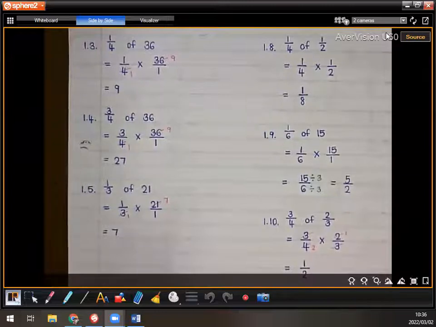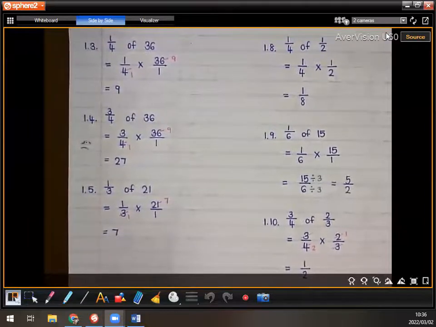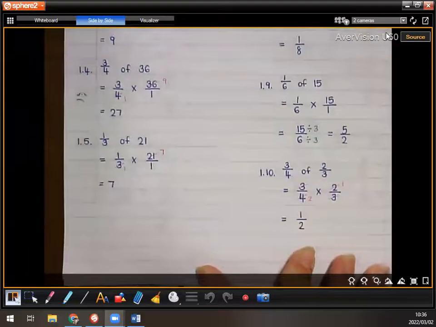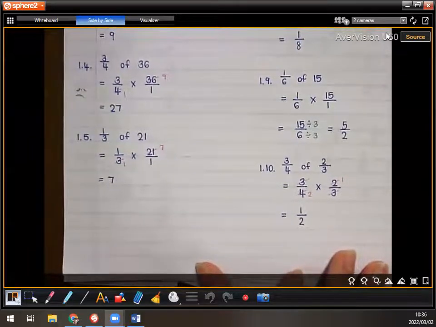Okay, that's fine. 1.5 is on the board there. I got 7 for 1.5. Yes? It's fine, but remember I said if you do that and you do it incorrectly, you're going to lose them all. So rather don't do it. You're going to waste time and you would run the risk. Just leave it as an improper fraction. Yeah, there's 1.10, 1/2.